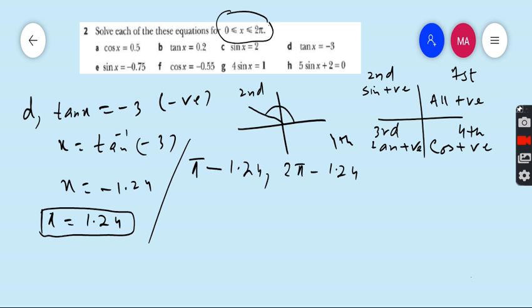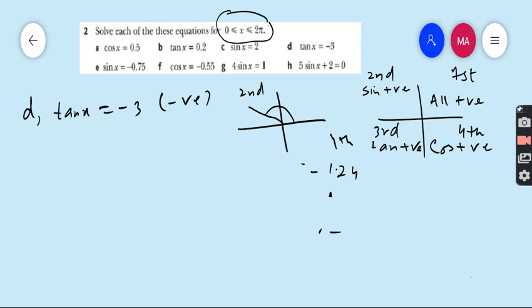So pi minus 1.24 is 1.89, and 2 pi minus 1.24 is 5.03. Now if you find with the help of your calculator tan 1.89 or tan 5.03, you will get minus 3, guaranteed.